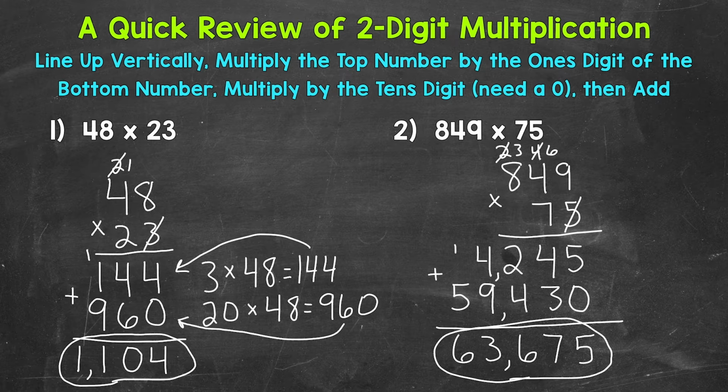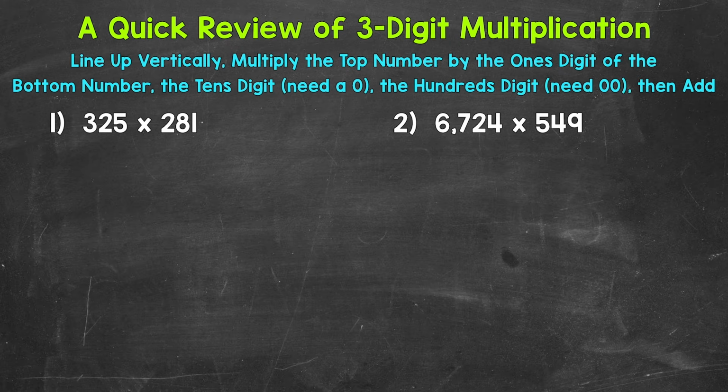Lastly, let's move on to multiplying by a 3-digit number. Here are our triple-digit multiplication examples. Let's start with number 1, where we have 325 times 281. Now, the first thing that we're going to do, we're going to line this up vertically. So we're going to rewrite it up and down.